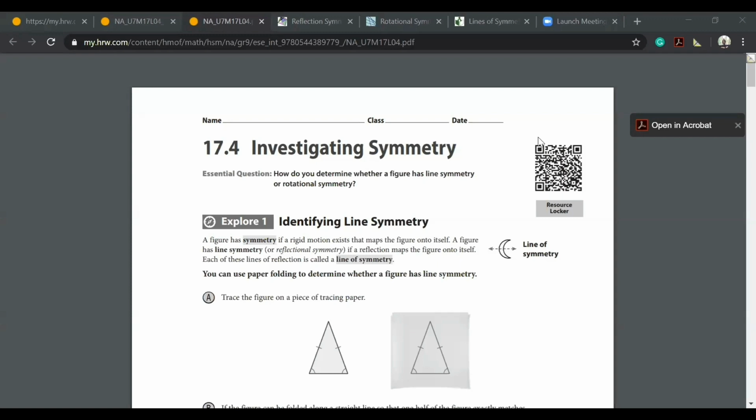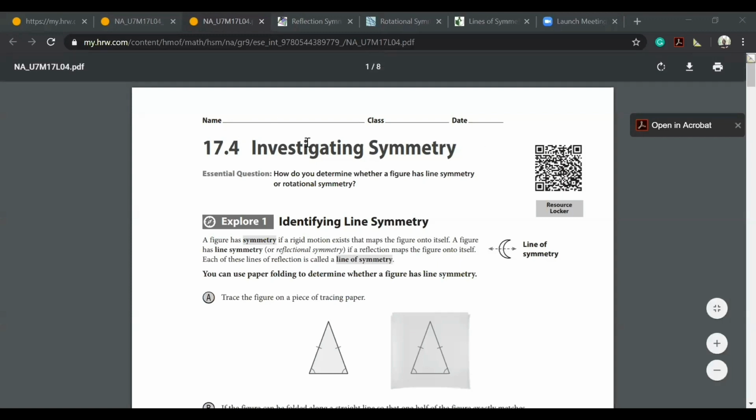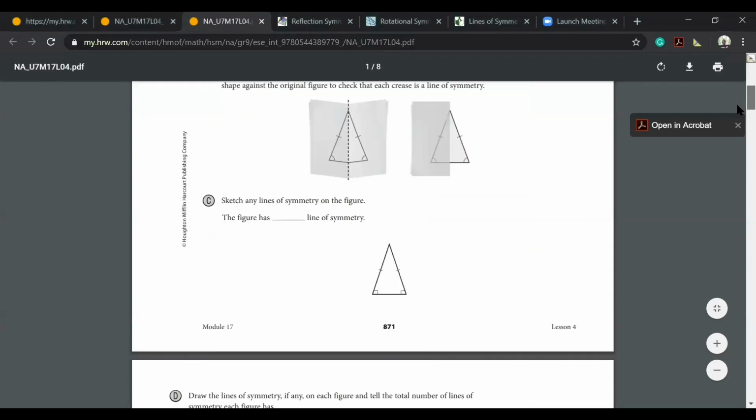Okay, today we are starting our last lesson in module 17, and we are not taking dilation in this module. Dilation will be taken maybe in the next module. Okay, today we are talking about something called symmetry. We are investigating symmetry. We are on page 871.